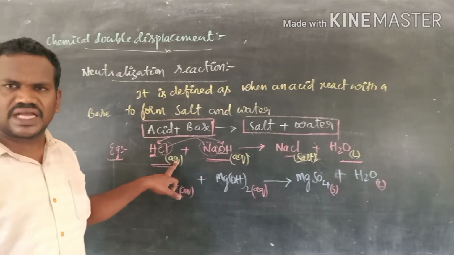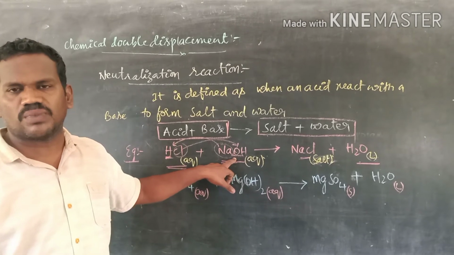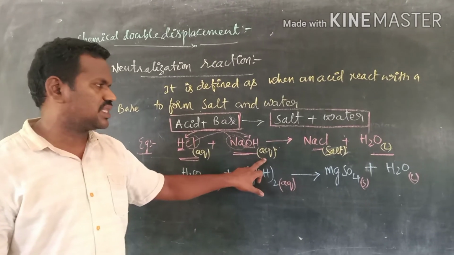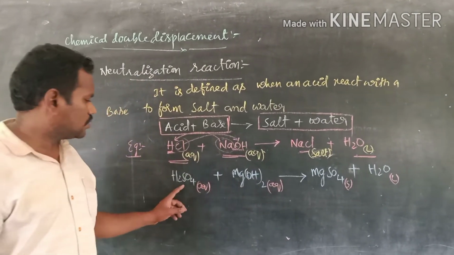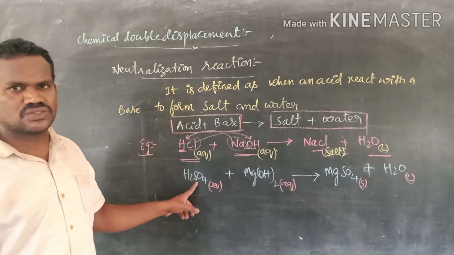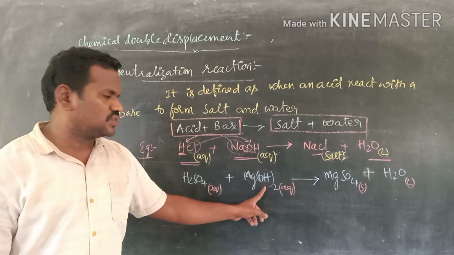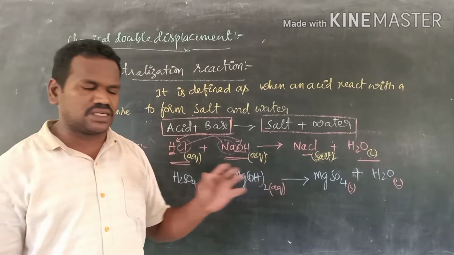AQ stands for aqueous solution. Sodium hydroxide generally is there in the form of pellets. These pellets are mixed with water, converted into the aqueous solution, and the salt is formed. Now one more example, that is aqueous solution of sulfuric acid mixed with the aqueous solution of magnesium hydroxide. It is a double displacement reaction.